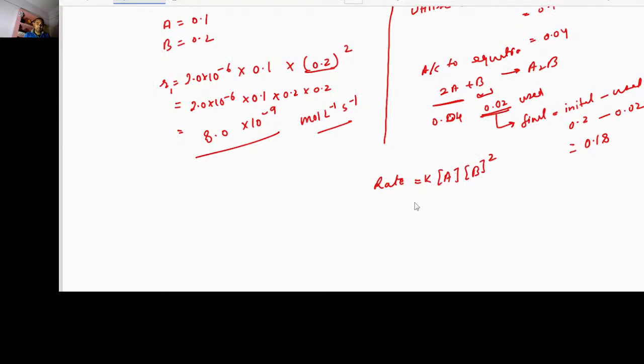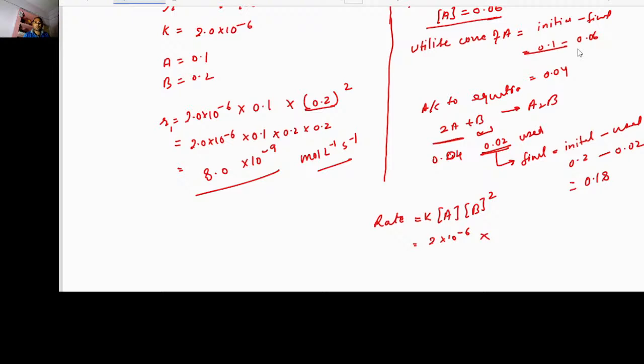So K is equal to 2 into 10 power minus 6. The final concentration of A is, just now we saw, 0.06. What is the B concentration? 0.18, and that is going to be squared. Now solve it: 2 into 10 power minus 6 into 0.06 into 0.18 multiplied by 0.18. Solve it, student.